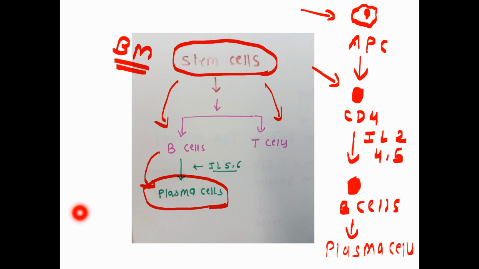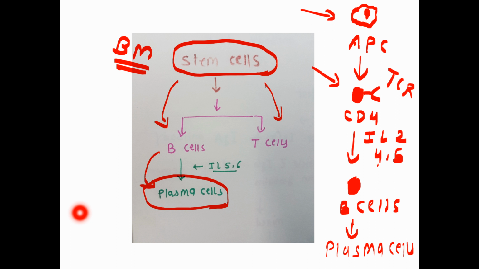After presentation, there is recognition of the antigen by the TCR, the T cell receptor present on the surface of the CD4 cells. After recognition of antigen, there is stimulation and formation of interleukins. What is an interleukin? Leukin means white blood cells, and an interleukin is a message between two white blood cells. After antigenic stimulation, the CD4 cells stimulate production of interleukin 2, interleukin 4 and interleukin 5.